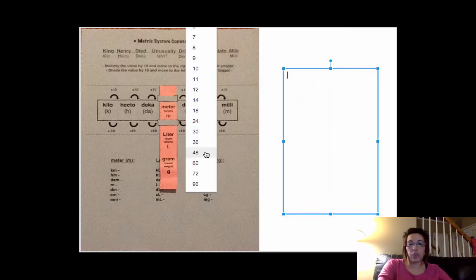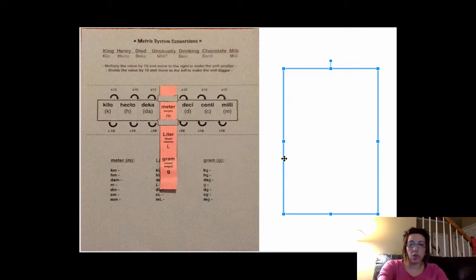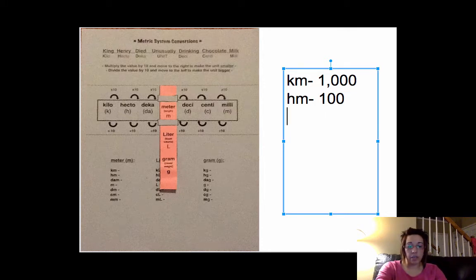So we'll just remake it. So kilometers, there are going to be 1,000 in a meter. Hectometers, there are going to be 100. Now, decameters get a weird abbreviation. They get a lowercase a so that they can separate them from decimeters. There are 10 of them in a meter. A meter, of course, is our unit, so that's 1.